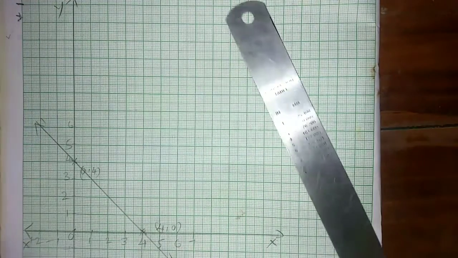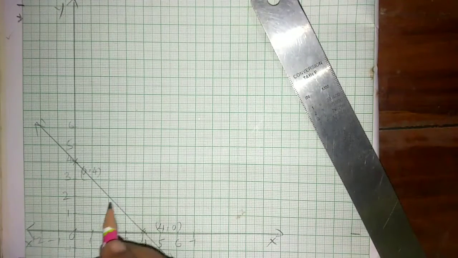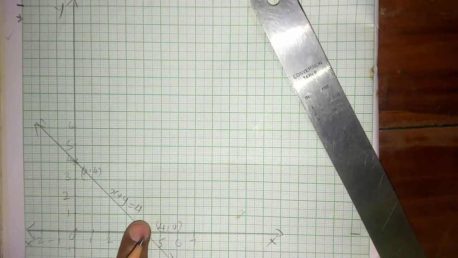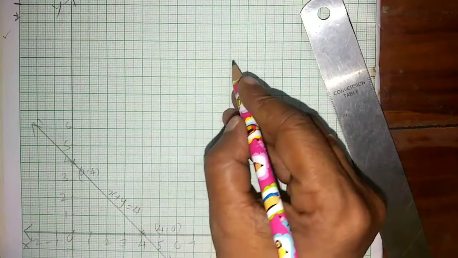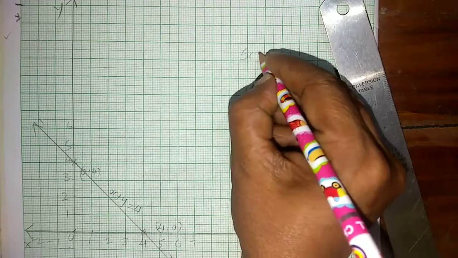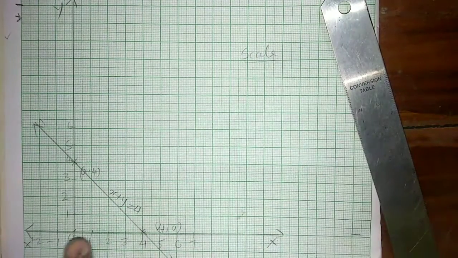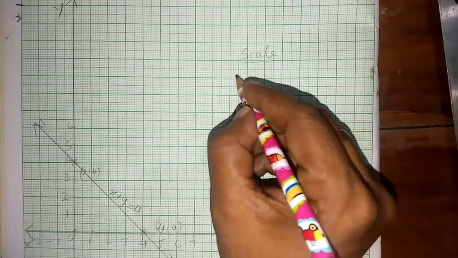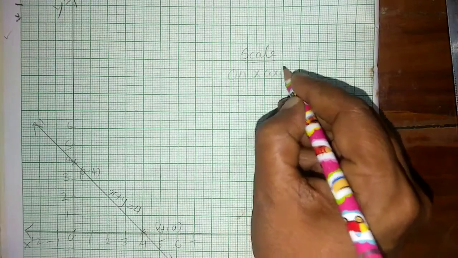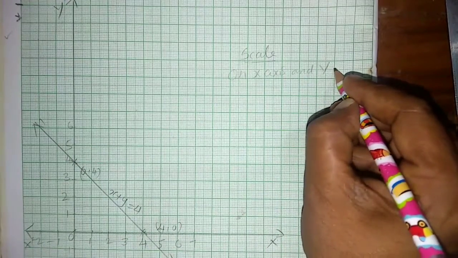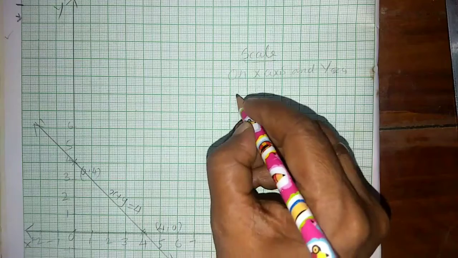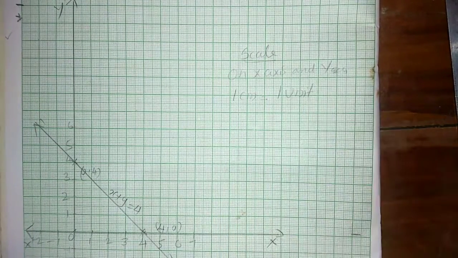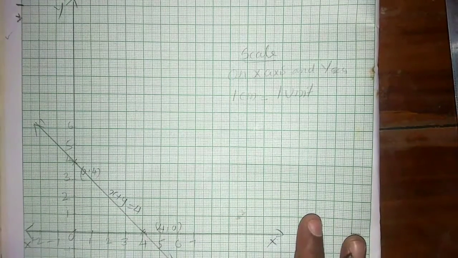Which is our equation? x plus y equal to 4, and just write x plus y equal to 4 on this graph. And we have to write the scale on the top. Here on the x-axis and y-axis we are using the same scale. That is, on the x-axis and y-axis 1 centimeter equal to 1 unit. So this is the graph of our first question.